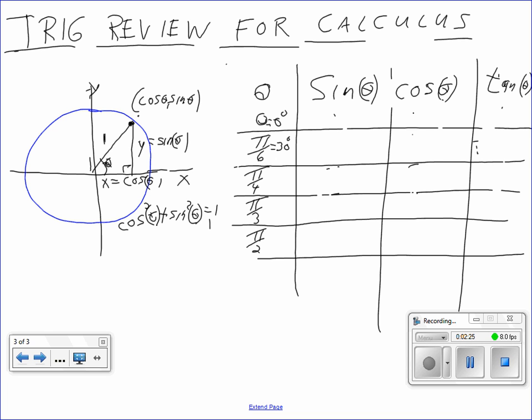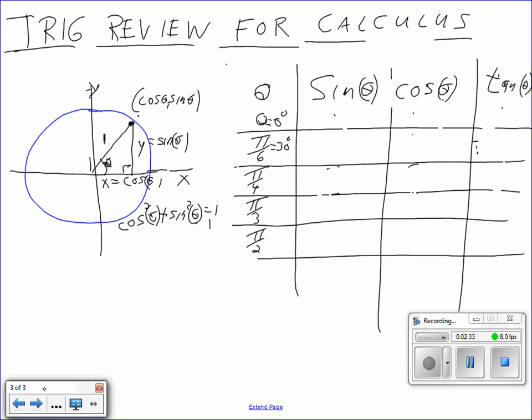Okay, so how do we get our angles? Remember, x is the cosine, y is the sine. When we have theta equals 0, I'm just going to draw a bunch of triangles, and this is how I remember things too. With theta equal to 0, y is 0, so the sine is 0. The cosine is 1. And then, what is the tangent?